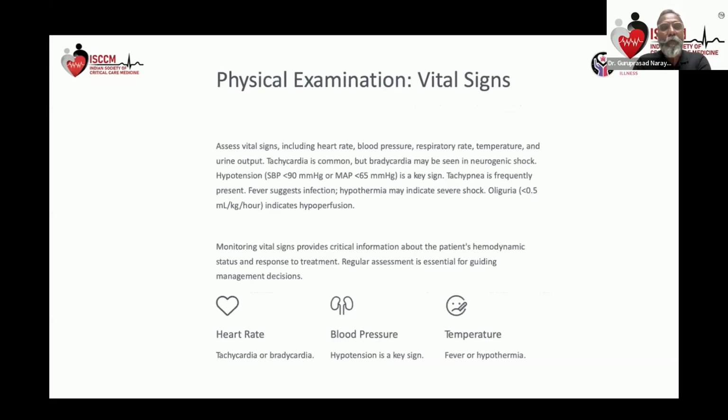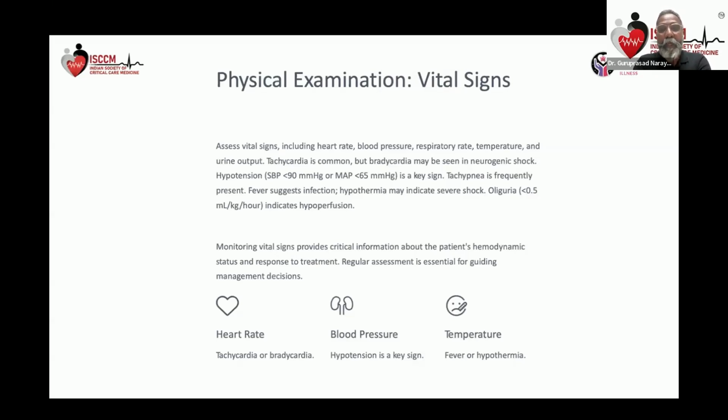So now what are the vital signs? Basically you look at the vital signs. So you look at the heart rate, whether the patient is tachycardic or bradycardic. A patient who is in a neurogenic shock can be bradycardic, whereas in most of the other shocks the patient will be tachycardic. Then if a patient is on a beta blocker, even if the patient is in shock, he can be having bradycardia. So these are very important things which you have to do to assess the patient.